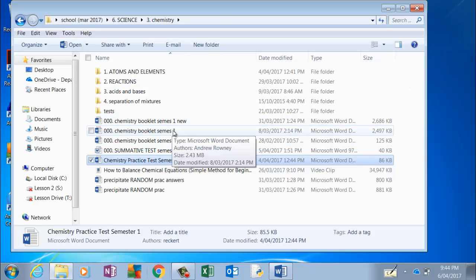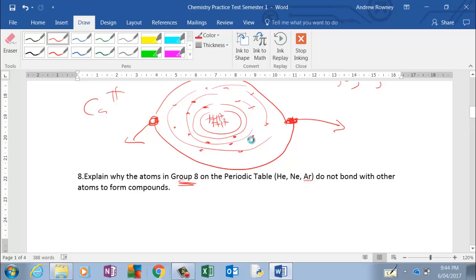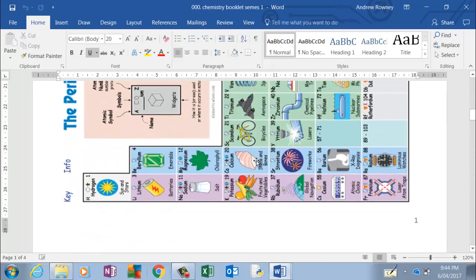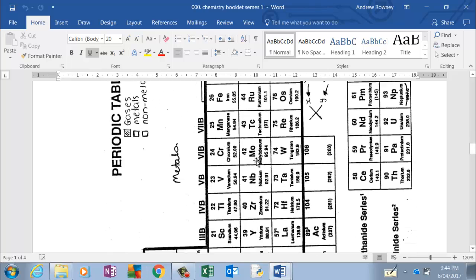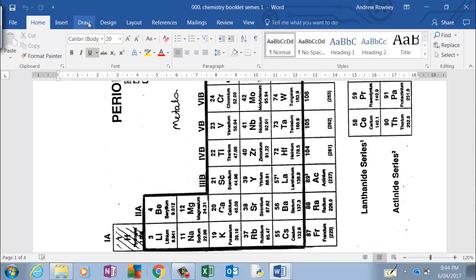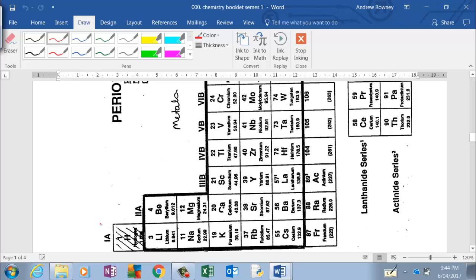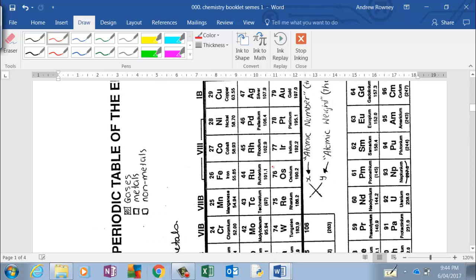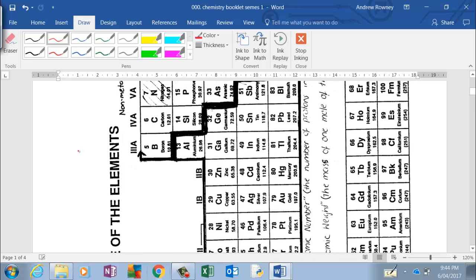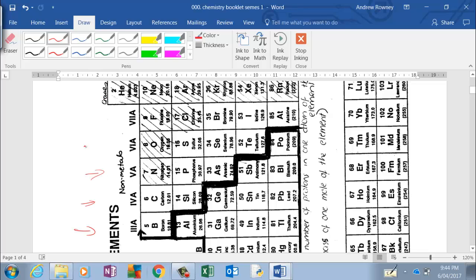I'll bring that up. Okay, on the periodic table, this is how you read the groups. This is group 1, this is group 2. You skip all those in the middle, and then you go to group 3, 4, 5, 6, 7, and this is 8 here, this last one here.